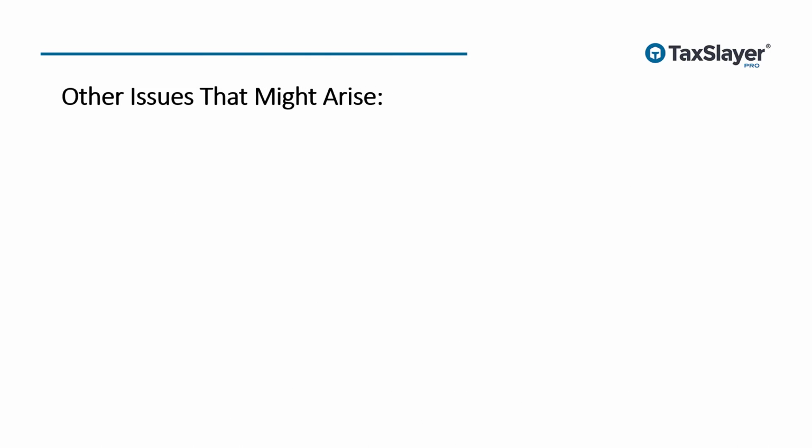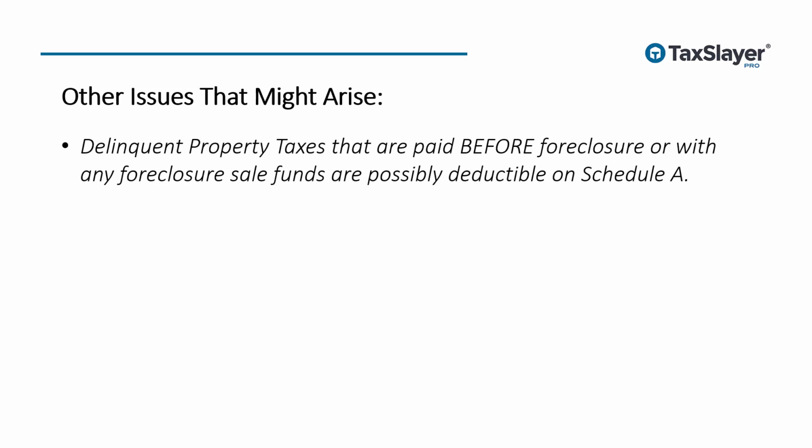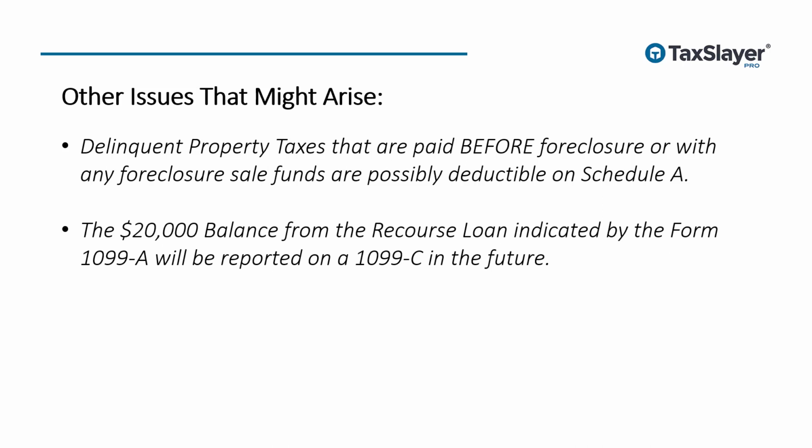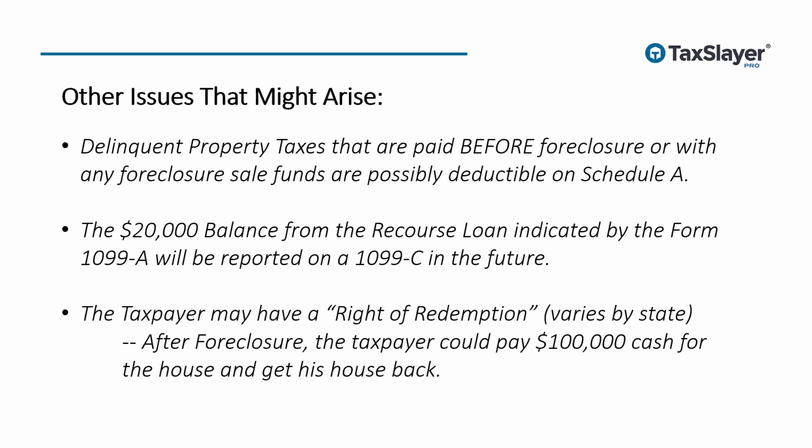Now, some other issues that might arise. Delinquent property taxes that are paid before foreclosure or with any foreclosure sale funds could possibly be deducted on Schedule A. The $20,000 balance from the recourse loan that's indicated by the Form 1099-A will be reported on a 1099-C in the future. And the taxpayer may have a right of redemption. This varies by state. After foreclosure, the taxpayer could pay $100,000 cash for the house and get his house back.